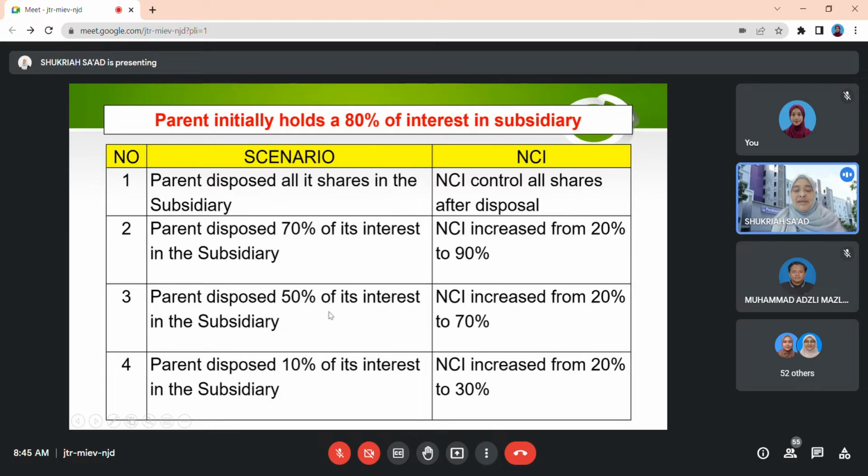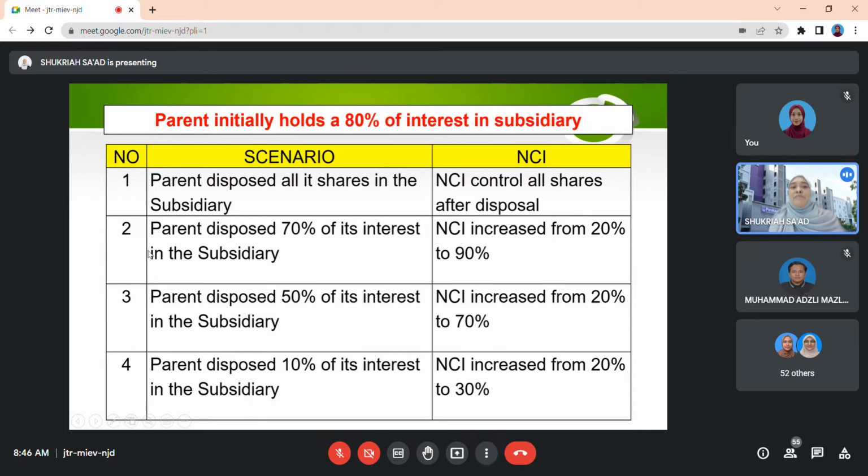Number 4, parent disposes only 10%. Okay, 80% minus 10%, so controlling interest is 70%, which is still more than 50%. So meaning that in scenario 4, there is no change in relationship between parent and subsidiary. It means the relationship is still holding with the subsidiary.